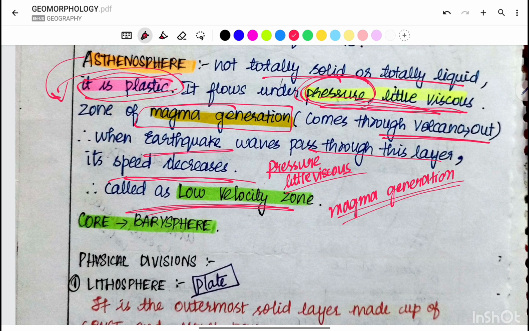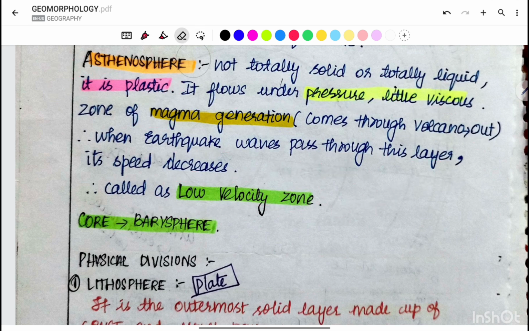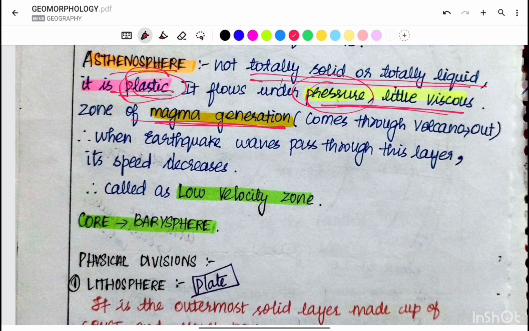It is not totally solid and not totally liquid. Since it is plastic, it decreases the speed of the earthquake waves. Therefore, it is called a low velocity zone. Asthenosphere is called a low velocity zone. It is plastic, it flows under the pressure and it is a little viscous. It is a zone of magma creation. It comes out through the volcano. When earthquake waves pass through this layer, its speed decreases.